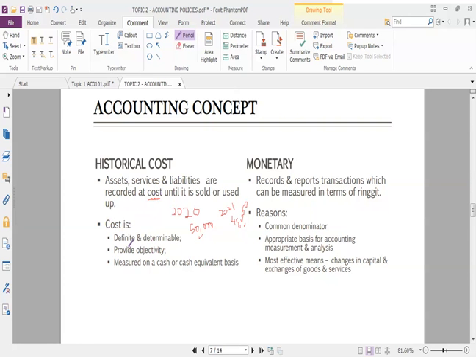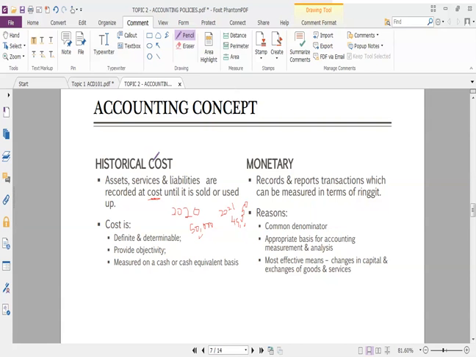Cost is actually definite and determinable, provides objectivity, and is measured on a cash or cash equivalent basis. We did not record accounting using the market or current value of the asset. No, not using the current value or market value. We just record the asset at cost, or historical cost.